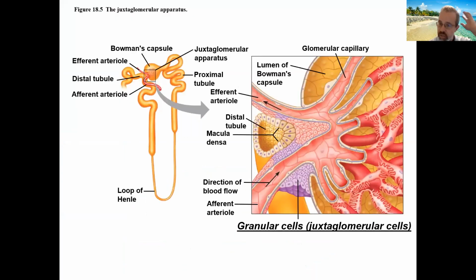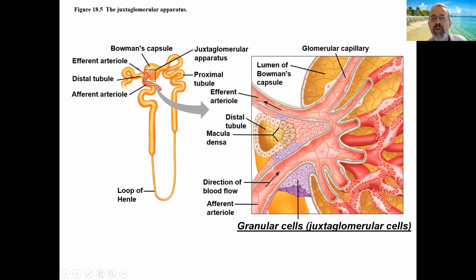What are these granular cells? All right, so this is kind of a zoomed in picture. This is the Bowman's capsule. This is the glomerulus. It's kind of a large view, but you can see the podocytes. This is the afferent arteriole. This is the efferent arteriole. Notice the arrows, the way they're going. This is the distal tubule. This is the macula densa, which is not playing a role in this circumstance.